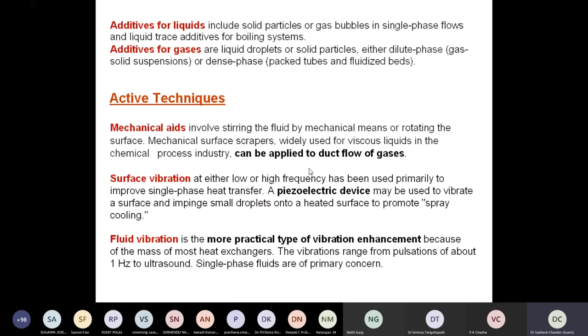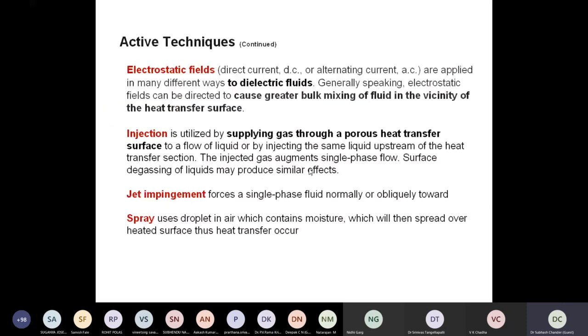So there are some other techniques we use for many different types of fluids, like the electrostatic field, which can be applied in many different ways to dielectric fluids. Generally speaking, with the help of an electric field, we can give some body force to the fluid, which can give additional movement to the fluid, and additional disturbance can be created, right? So that can enhance the heat transfer to the fluid, right?